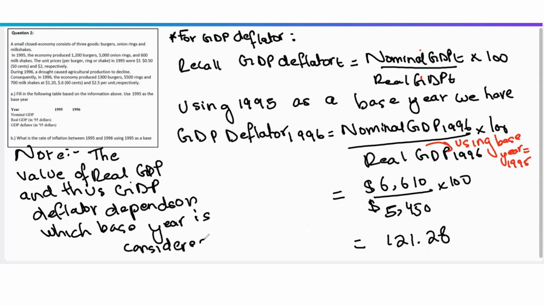Because we know real GDP is calculated using base year prices, and the GDP deflator depends upon real GDP, both the value of real GDP and the GDP deflator depend upon your choice of the base year. So now let's calculate the inflation rate also, since we've already found the GDP deflator.